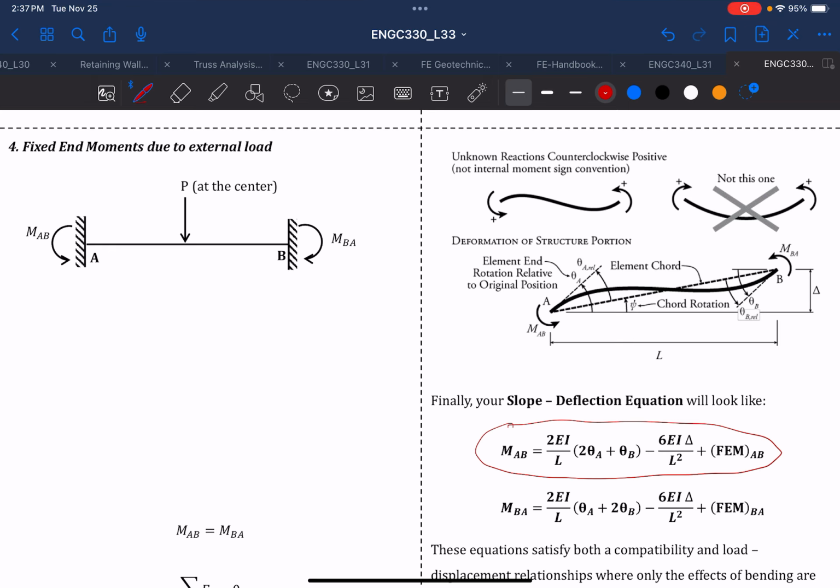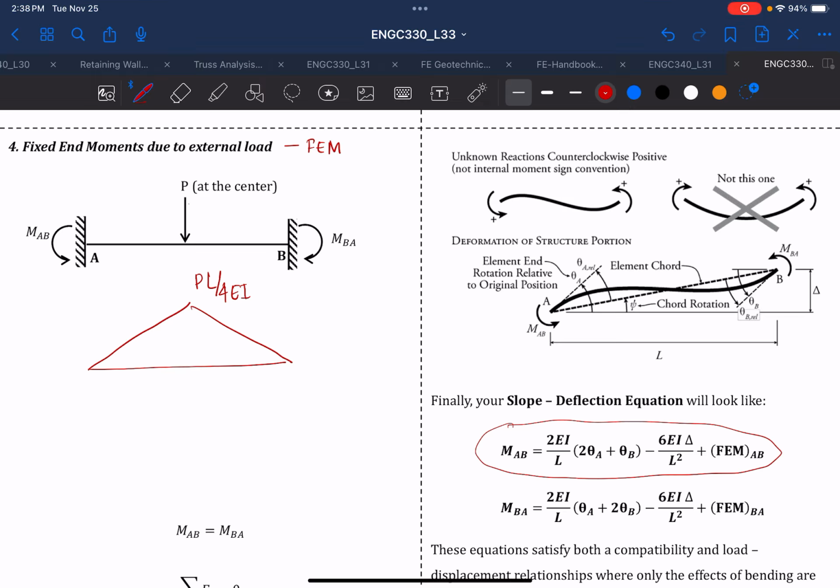And now finally, we want to find the moment generated or caused at each joint due to the external load. This is also called the fixed end moment due to external load. And we use the same concept. We know that the simply supported beam with a load P will have a triangle moment diagram, which is PL over 4, and we'll divide that by EI. Assume that EI is constant.